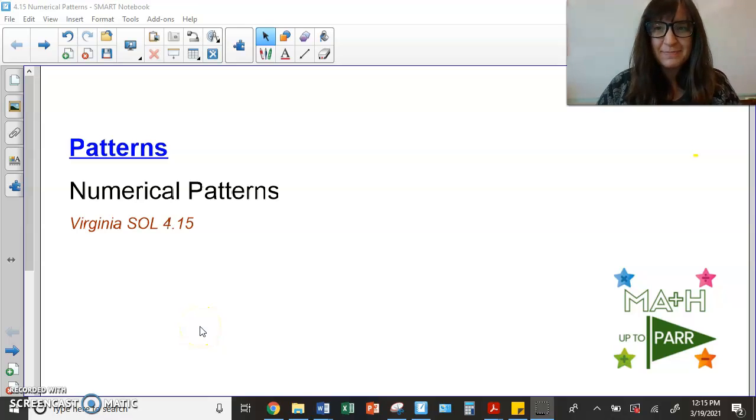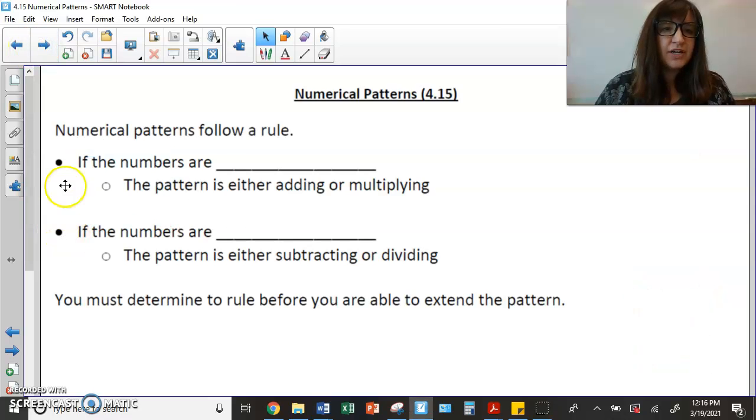On this episode of Math Up to Par, we are going to be talking about numerical patterns, and that means patterns with numbers. So, numerical patterns follow a rule. All patterns follow a rule, but patterns with numbers follow rules that have to do with numbers.